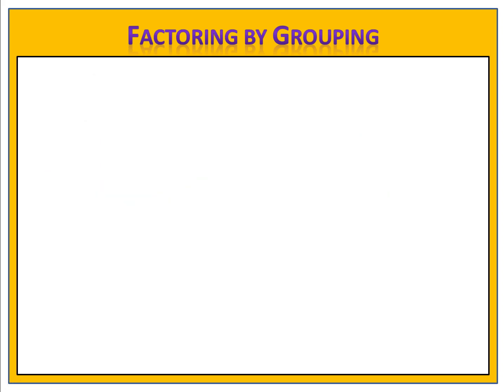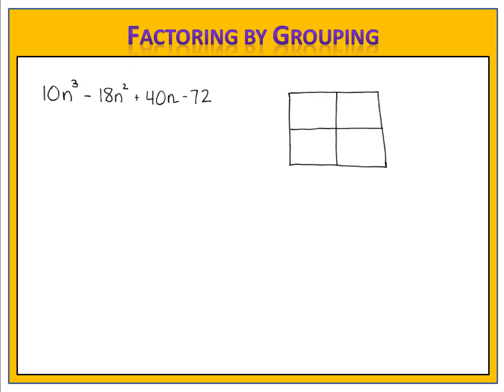Now that we've seen factoring by grouping combined with differences of perfect squares, let's take a look at another scenario where we combine grouping with greatest common factor. We want to factor this polynomial, 10n to the third minus 18n to the second plus 40n minus 72. We actually in this case have a greatest common factor, and there are two different ways that we could choose to factor this polynomial.